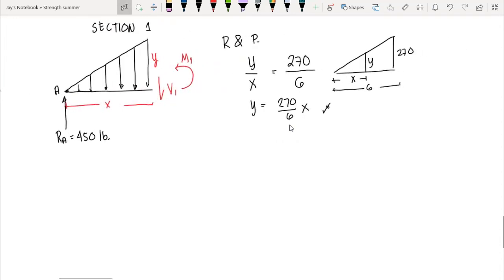So we could come up with the shear equation, that is we sum up vertical forces equal to 0, upwards are positive. So we have here RA, or let's say that's 450 pounds.